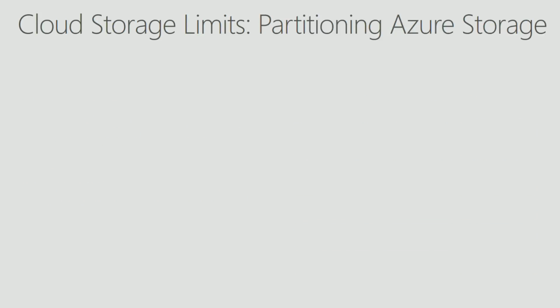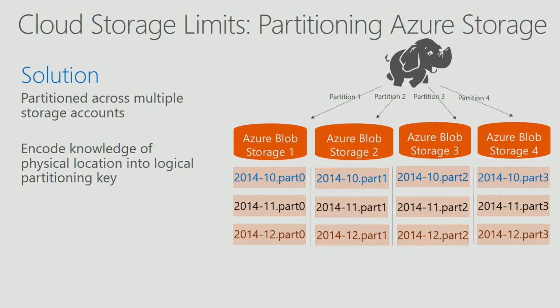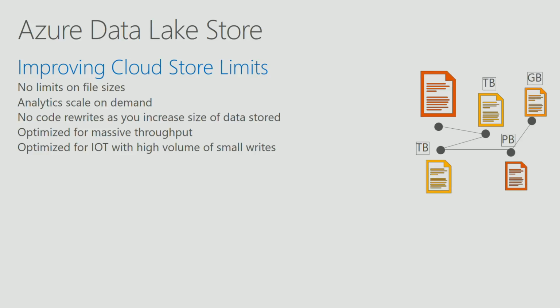So the key thing that worked was actually putting the different parts of the same partition across the different storage accounts. In the last one, partition zero, parts zero, one, two, and three were all in Azure Blob Storage 1. Here we sharded it across the different storage accounts. This worked, but it's a lot of work because you also have to change your query. So no one wants to do that. That's why we created Azure Data Lake Store. That's a separate session. Those of you at Ignite, you should look at it. If not, just search online and you'll see a lot. Azure Data Lake Store is an improved cloud store, which has no limits on file size and massive throughput, and you can use this to improve your cloud limits.